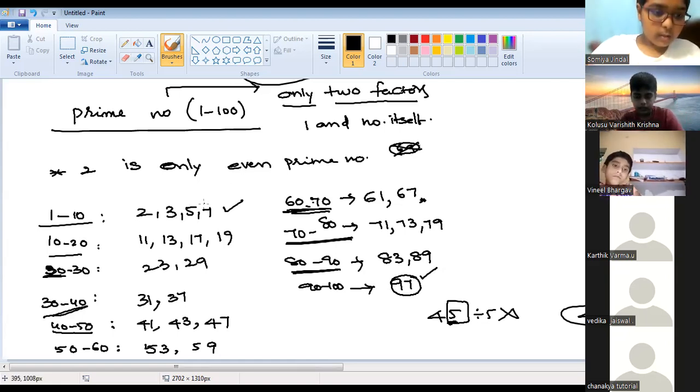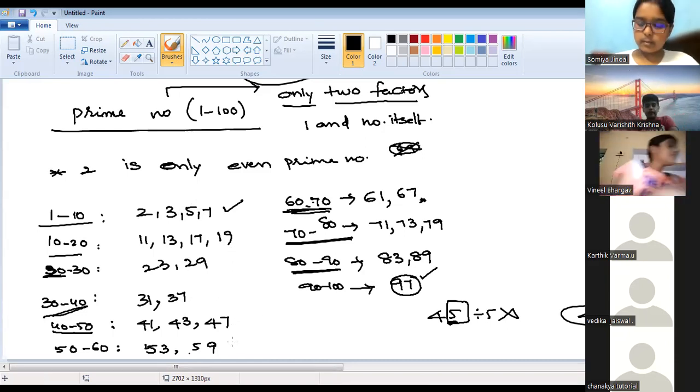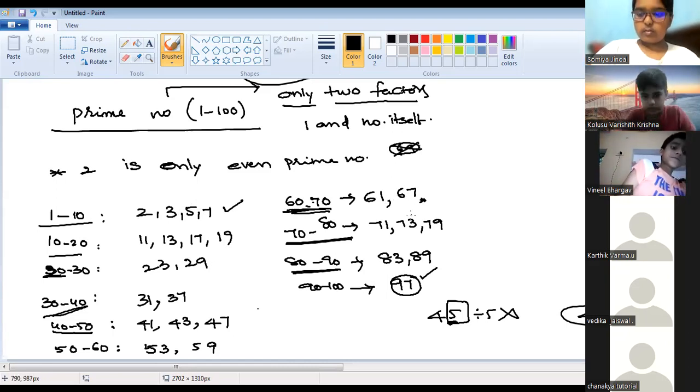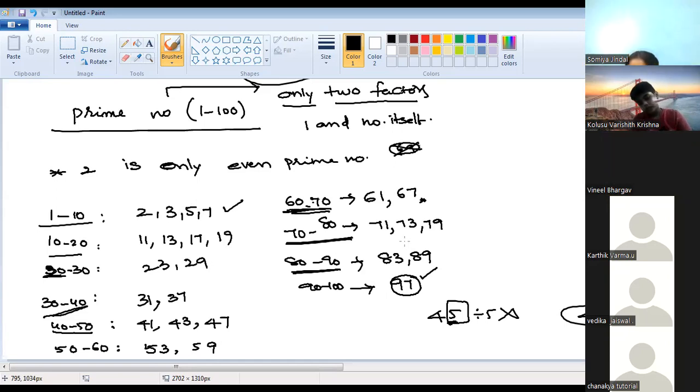1, 2, 3, 4. 4 plus 4, 8. 8 plus 4, 12. 12 plus 4, 16. 16 plus 2, 18. 18 plus 2, 20. 20. How many did you get, children? 25 I got. 25. Very good.